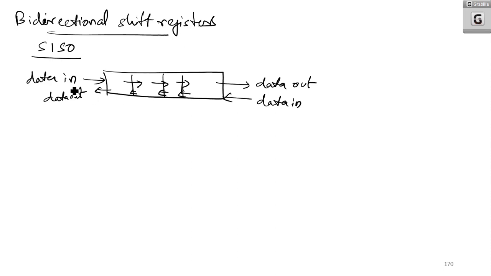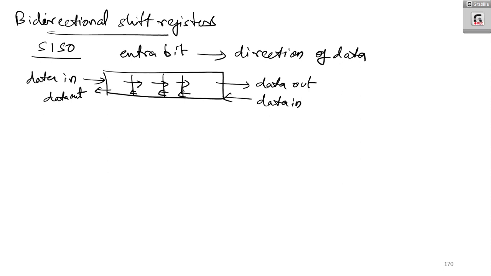So here the only thing is one extra bit which is used to control the direction of data. That is one extra bit. That is not in the flip-flop. You have to give one extra bit.